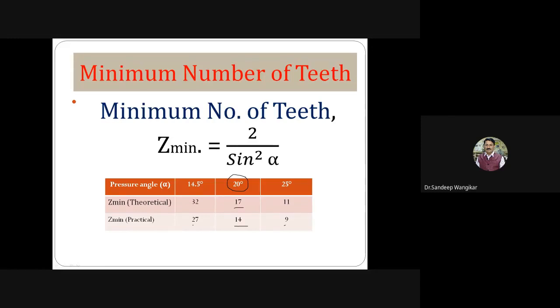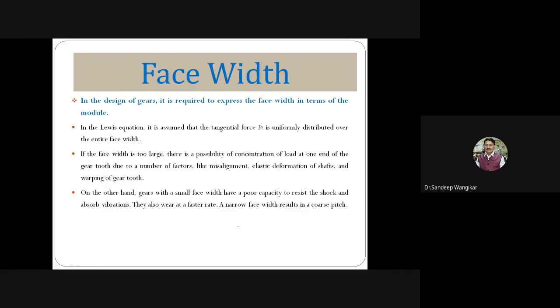So this is the concept of minimum number of teeth. Next, very important concept: face width. In the terminology itself, we have discussed what the face width is. It is nothing but the width of that particular gear. So in the design of gears, it is required to express the face width in terms of module.